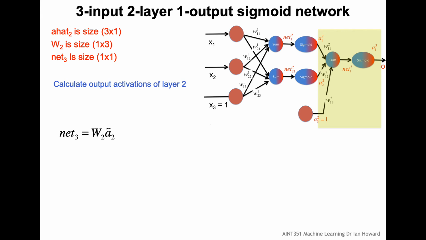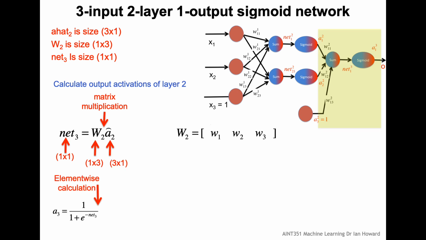So let's calculate now the output activations of layer 2. First of all, there's this linear component, net 3, and that's just W2, which is this vector of weights, or this matrix, I should say, of weights in general, multiplied by A2 hat. So W2 A2 hat. And that's what it would look like. It's going to be a 1x3 because there are 3 inputs coming in, right? And that's matrix multiplication because it's basically doing a weighted sum. And again, we've got the output.